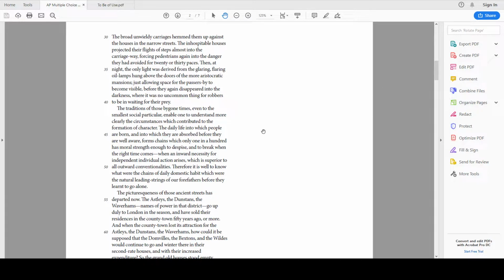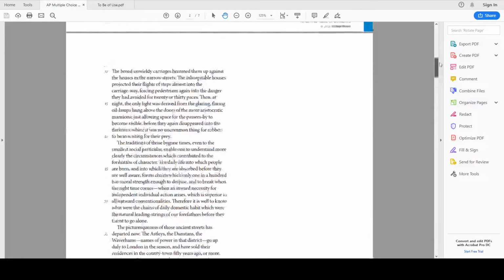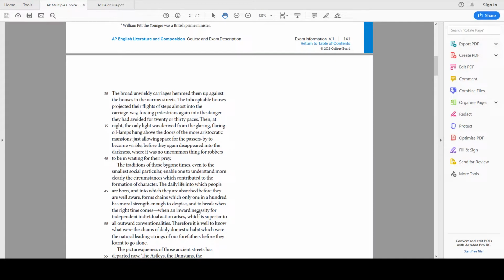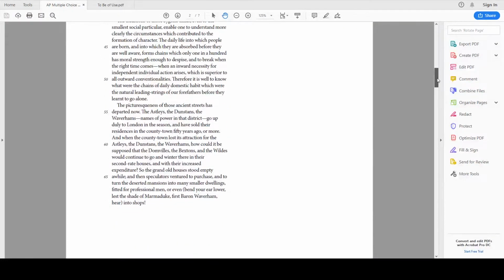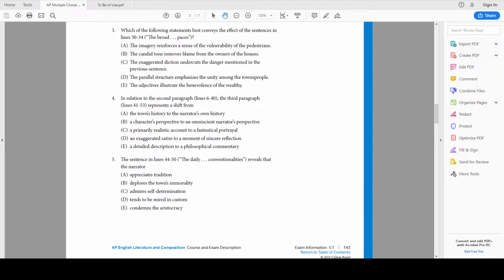Holy cow. So there are some phrases in there, which if we go back to the question, detailed description to a philosophical commentary, that just seems to fit because of words like inward necessity, independent individual action, outward conventionalities, chains of daily domestic habit, our forefathers. Okay, so none of that sounds like a transition to fantastical portrayal or sincere reflection, but more abstract, ideal level commentary. So the answer is D.